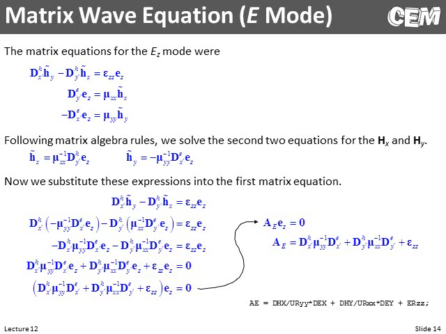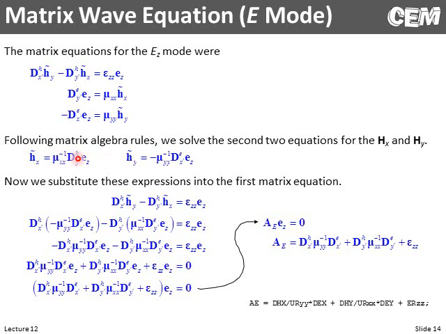Now we want to talk about deriving the matrix wave equation. So we start off with our three equations. This is straight from Maxwell's equations, just with the z derivative set to 0. Now we're going to take these last two equations and solve them for Hx and Hy. Remember, these are matrix equations. We have to watch our algebra here. And we get these two expressions.